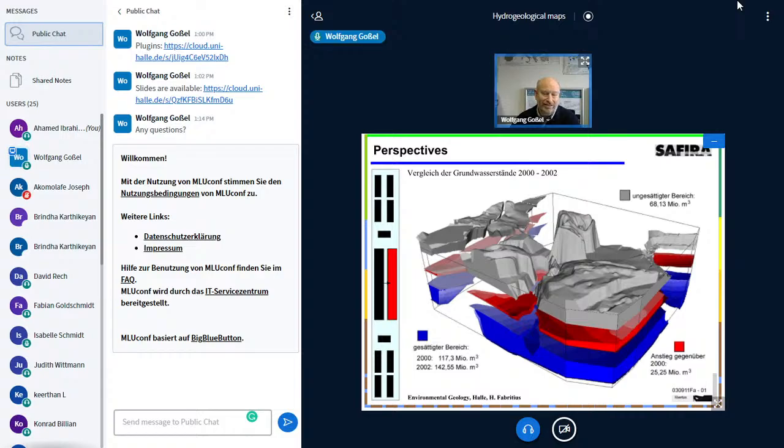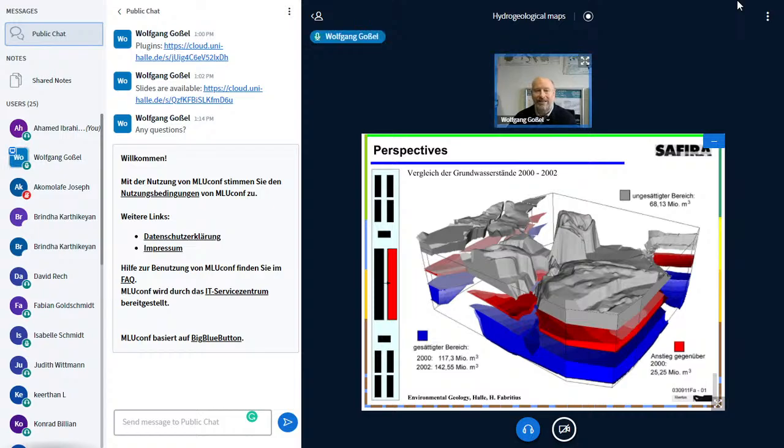Or we found out after this flooding in 2002 that this was correct. The calculation was correct. And this is also one thing I must say was very important for me. I did a lot of these regional models, around 10, 15, 20 during my time, not only at the university, but also working as a consultant and at the BGR before.